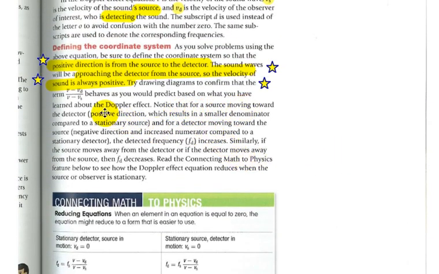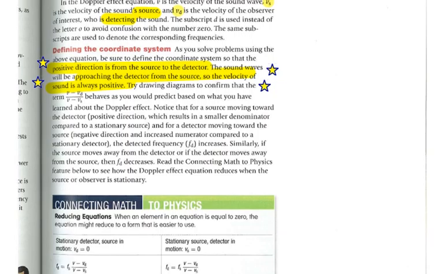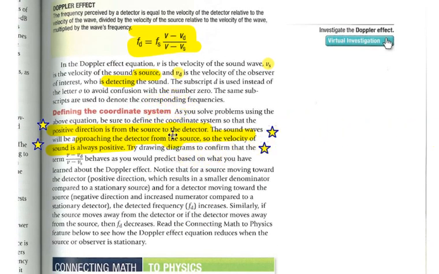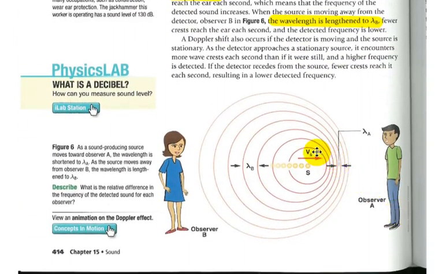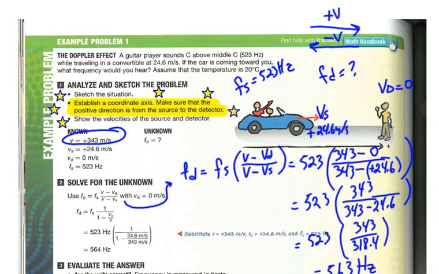Notice that for the source moving towards the detector, which is a positive direction, which results in a smaller denominator compared to the stationary source, and for a detector moving toward the source, etc. So we'll see, and hopefully, if we have them moving towards each other, we should get a higher frequency answer, of course, because the sound waves are getting bunched up. And if the source is moving away from the detector, we should get a lower frequency. So that's a little check you can do when you do these questions, just to make sure you're getting the right frequency.